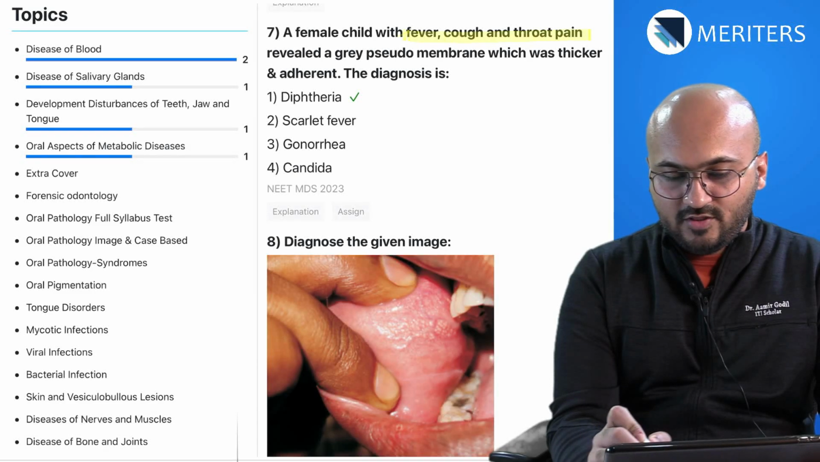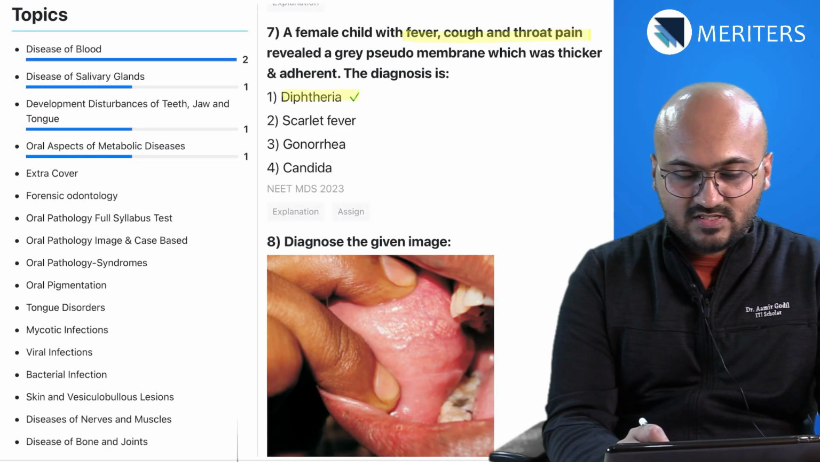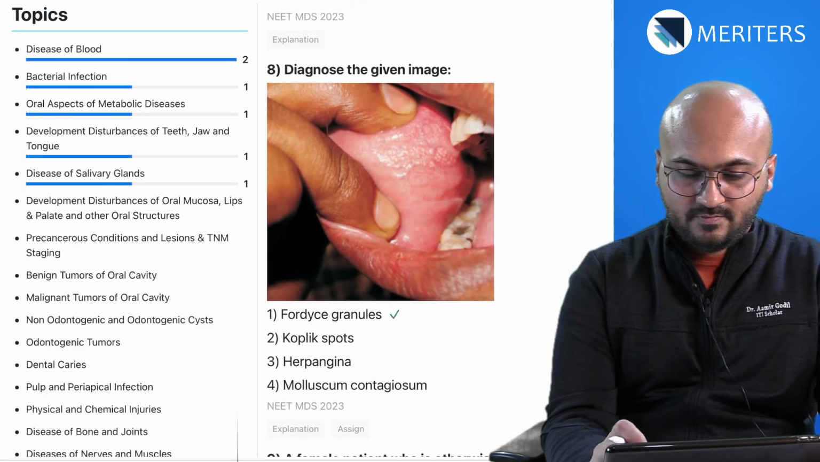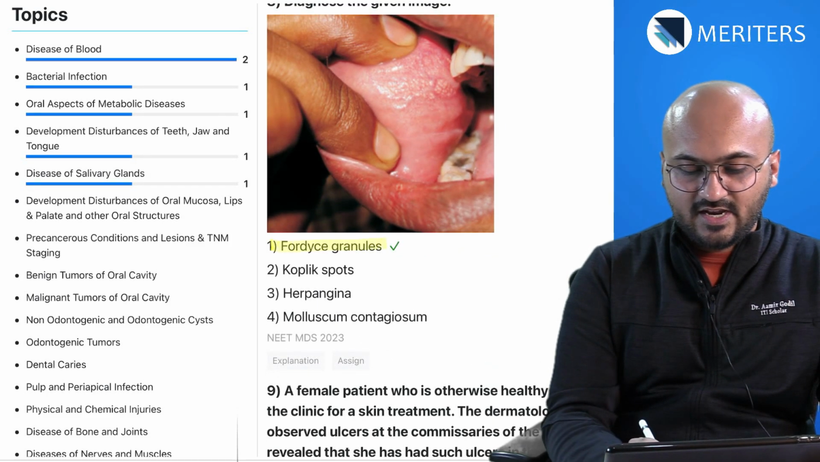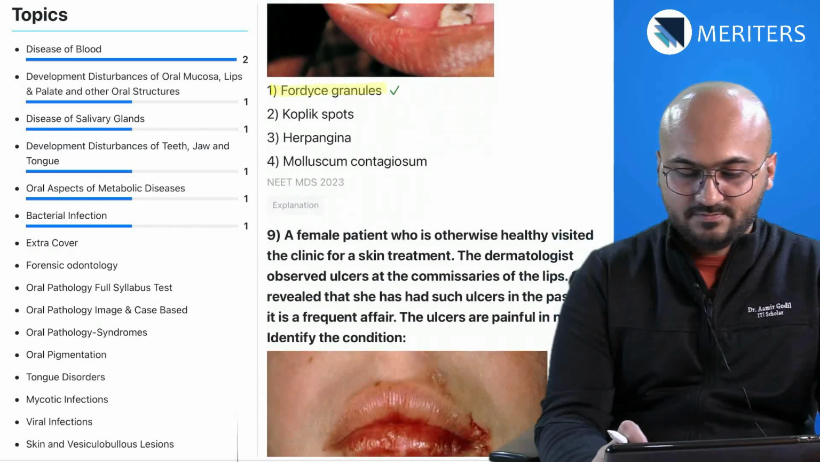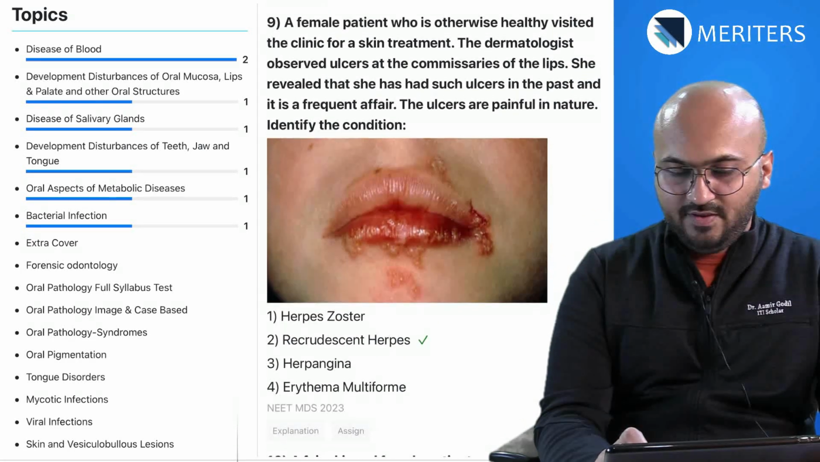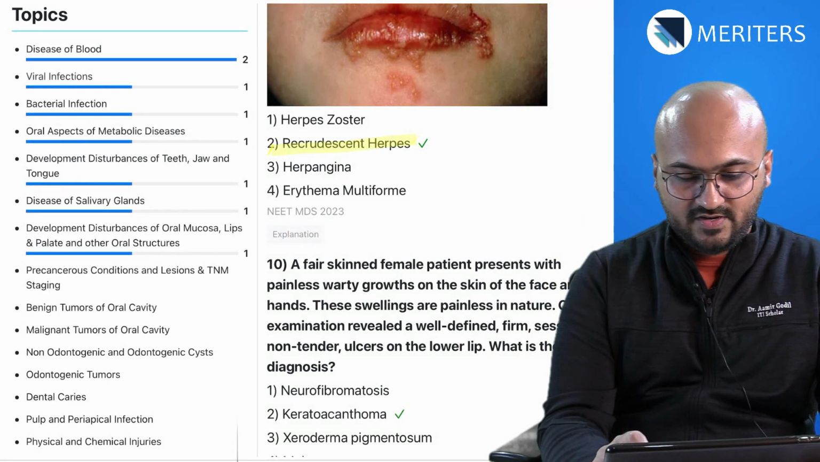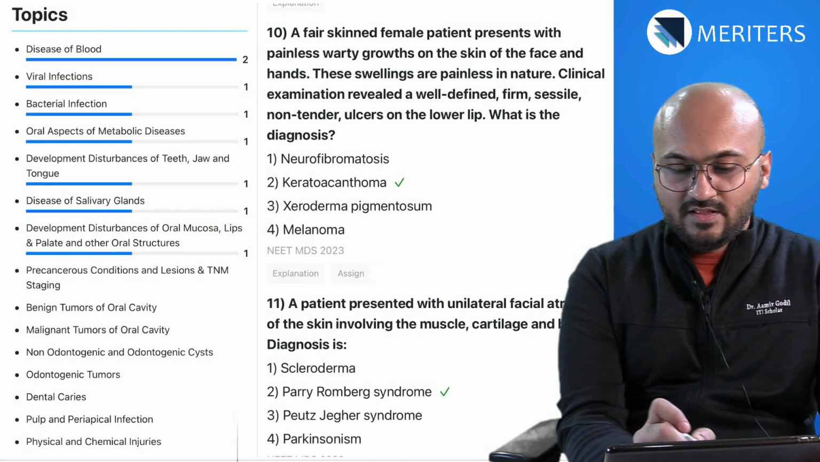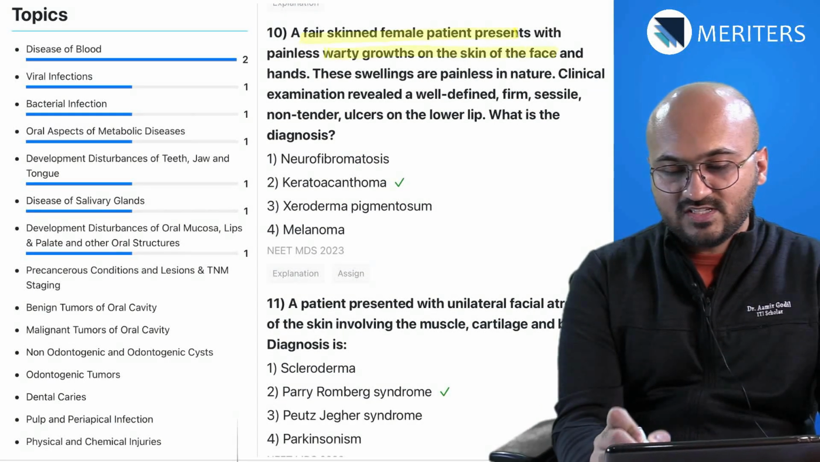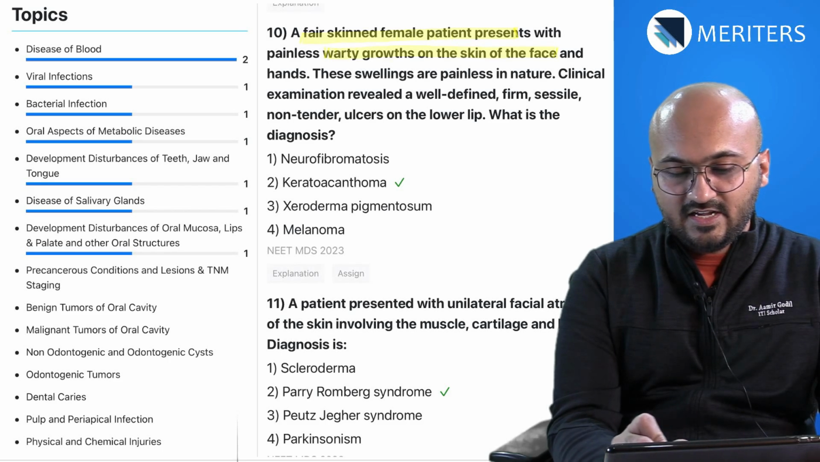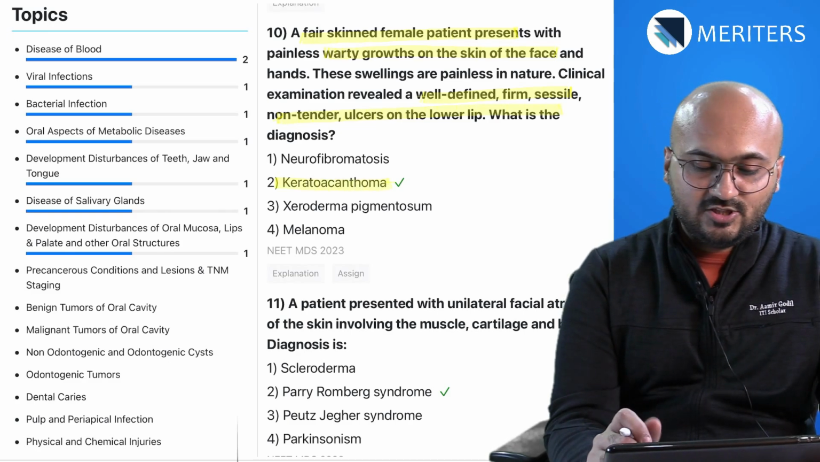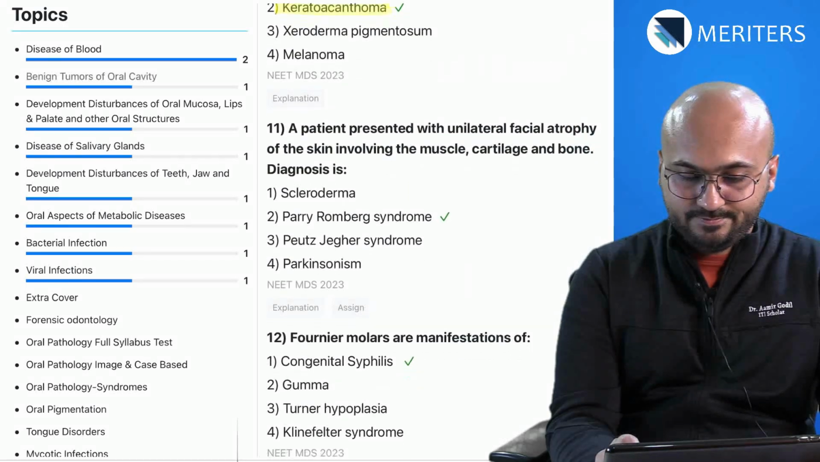Then we have a child with fever, cough and throat pain who is suffering from diphtheria. So this is a case-based question, bacterial infection. You could also classify this question in micro. Then we have a clinical image of Fordyce granules, that's developmental disturbances. Then we have a female with herpes, clinical image, viral infections. Then a fair-skinned female presents with warty growths on skin and face, and there are well-defined sessile ulcers on lower lip, which are a presentation of keratoacanthoma, a benign tumor.